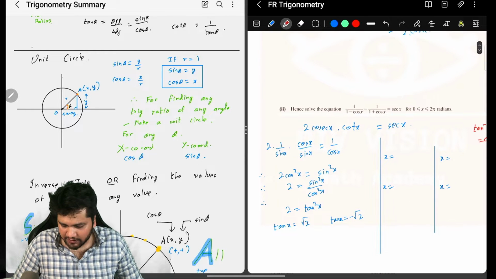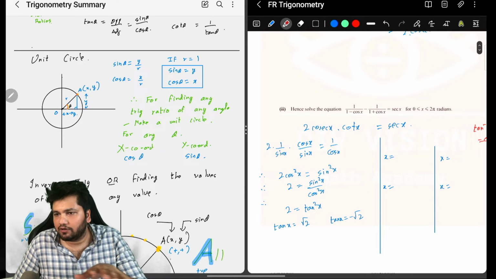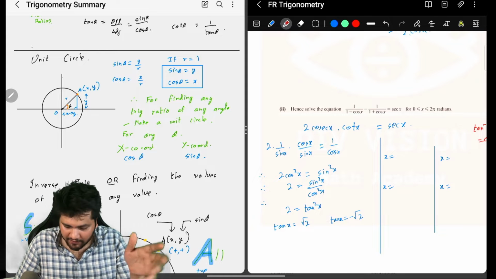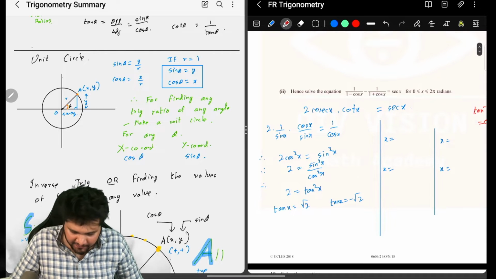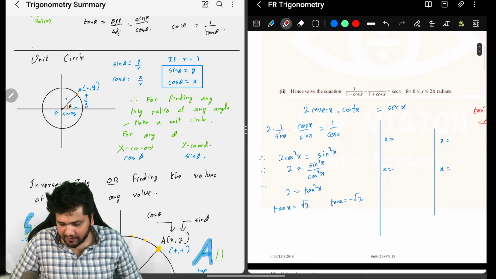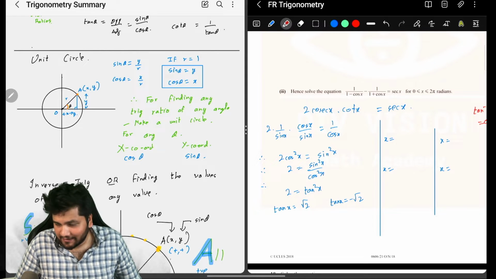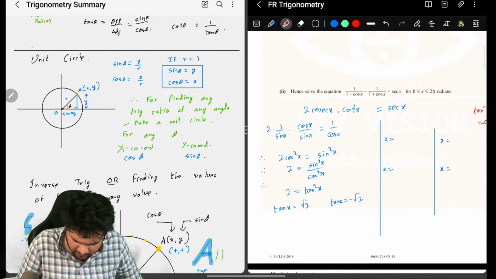The second part of this question is that you have to solve this equation where they have given the left hand side is equal to sec x. So basically we got 2 cosec x into cot x is equal to sec x. After this, again we will just convert everything into sine and cos, and once we shift here and there, we'll get 1 upon sine x.